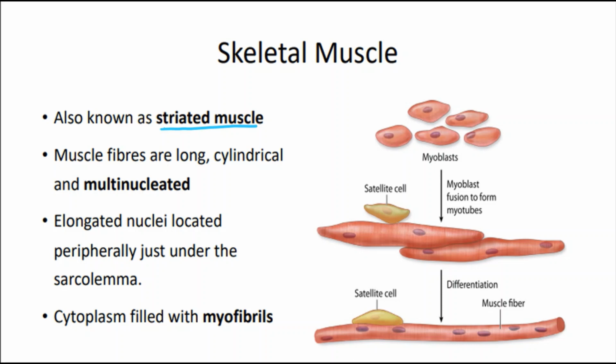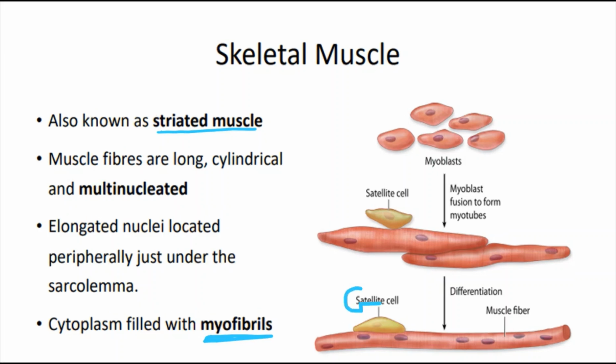The cytoplasm, or the sarcoplasm, of skeletal muscle is mostly filled with myofibrils. Myofibrils are simply myofilaments that make up the contractile units of skeletal muscles. Now, there's a very important cell that is found with skeletal muscles, and these are known as satellite cells.